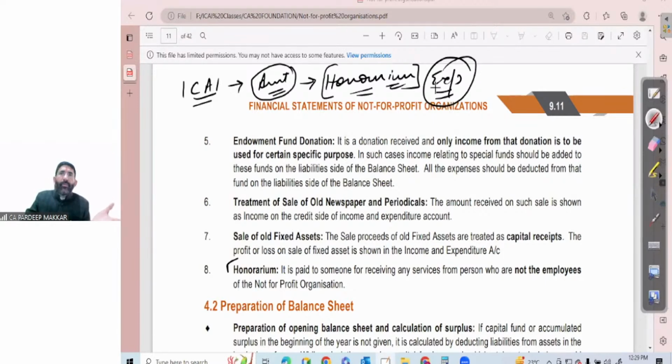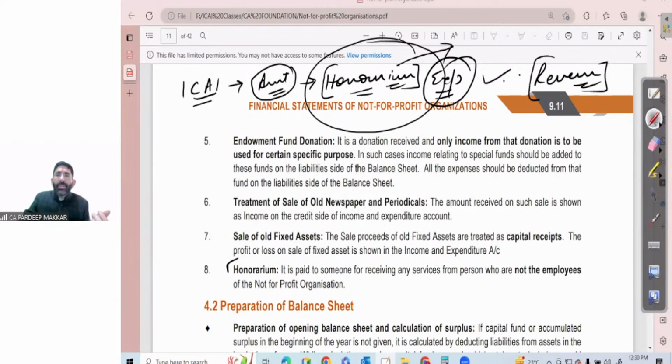You may send for the purpose of delivering a lecture or presenting a dance in front of their members. So all that is their routine event. Whatever expenses are incurred by way of giving amount to them, that amount is called honorarium. So this is normally an expense, and it is treated as a revenue expense because this is for routine services.